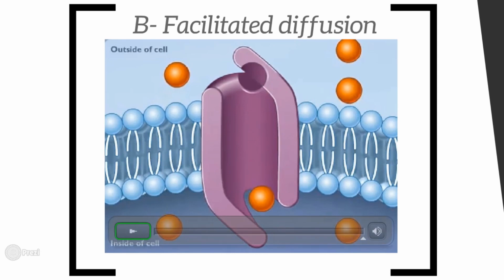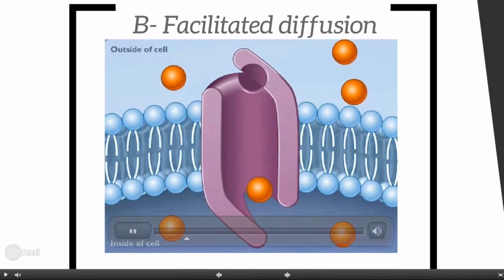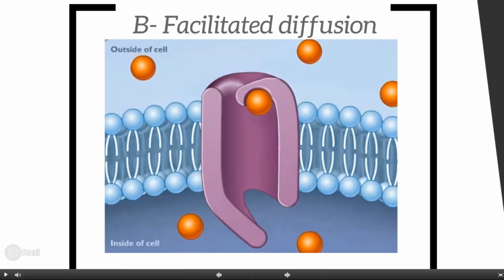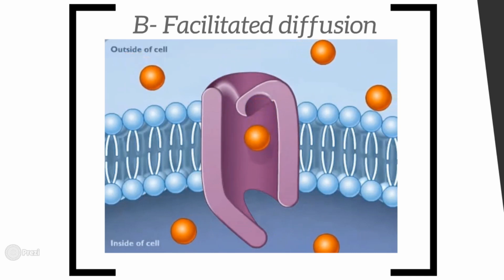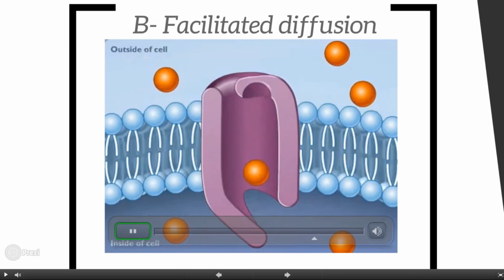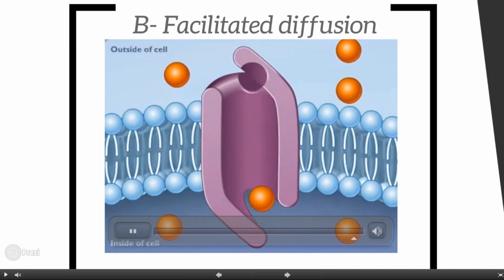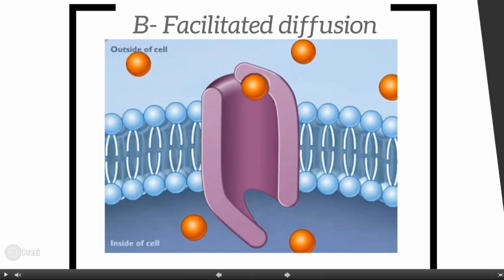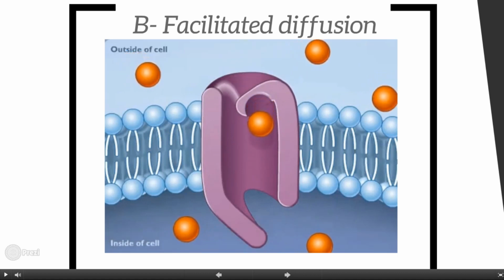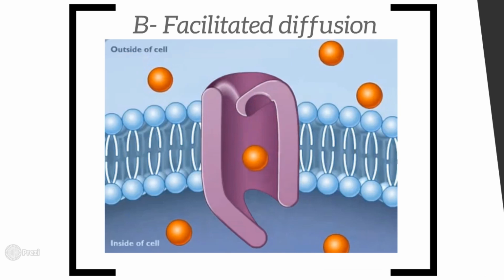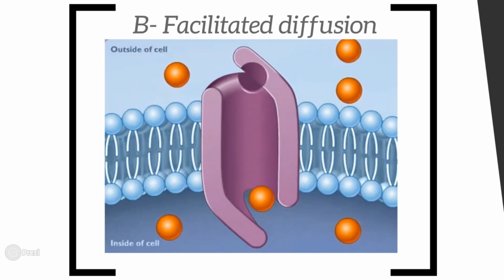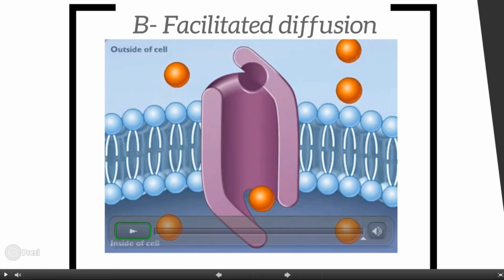Facilitated diffusion. It is a type of passive transport in which molecules still move from high concentration to low concentration. It doesn't need an additional source of energy, but it needs a carrier protein. Molecules attach to a specific site in the carrier. This causes a change in the carrier structure. Then molecules detach from the carrier and cross the membrane.